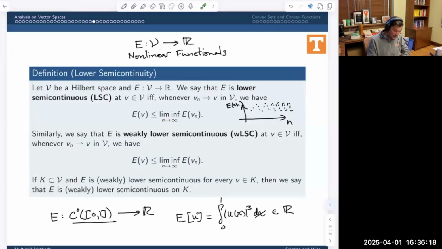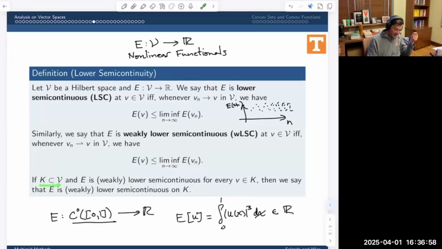Now again, this is a sequence, and this is also a sequence. That's the image of that sequence. This may or may not have any kind of limit associated to it, but its lim_inf and lim_sup will be finite as long as this is a bounded sequence. Let's assume that it is. If it's bounded, then the lim_inf and the lim_sup both exist. The limit doesn't necessarily exist, but the lim_inf and lim_sup both do. And what we're saying is that E of V has to be less than or equal to the lim_inf. If that's true, then we say that it's weakly lower semi-continuous.